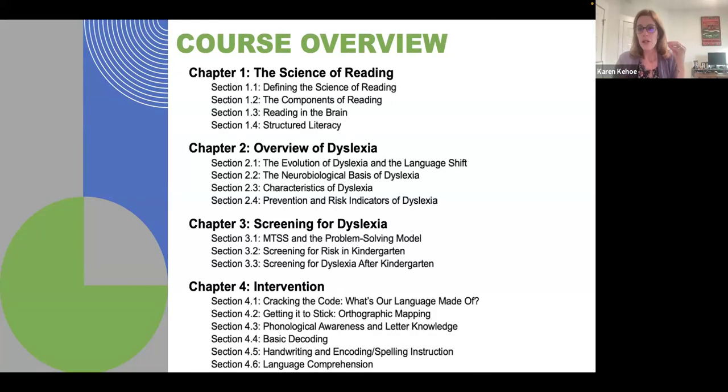Within each chapter, we've got sections. You can see that chapters 1 and 2 have 4 sections. Chapter 3 has 3 sections. And I should say that section 3.1 is still not theory per se, but it's more the model we're going to use to identify risk indicators or characteristics of dyslexia. Sections 2 and 3 are really how to do that. We emphasize that it's screening and not a diagnostic assessment. It really is how you use your screening data.